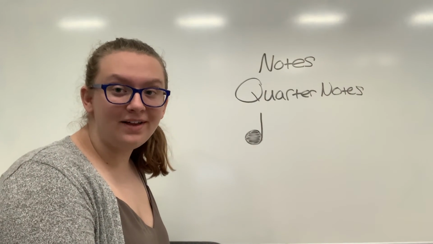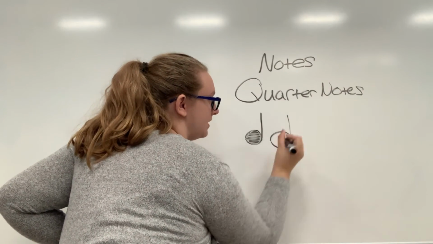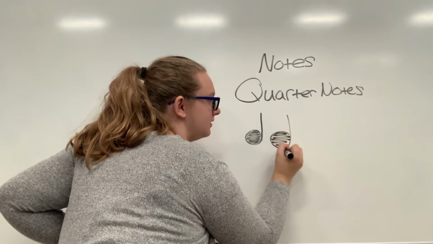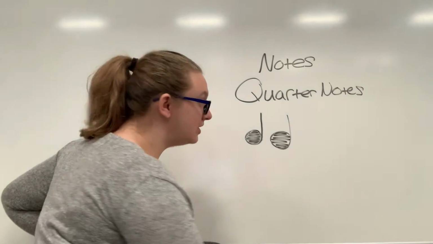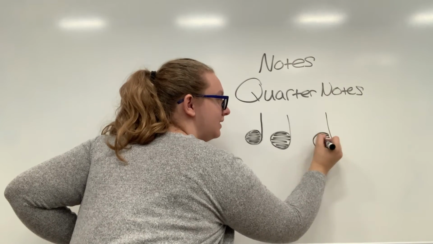Quarter notes are a lot like half notes. You draw the body of a half note and then you fill in the circle. Let's do that one more time. You draw the body of a half note and then you fill in the circle.